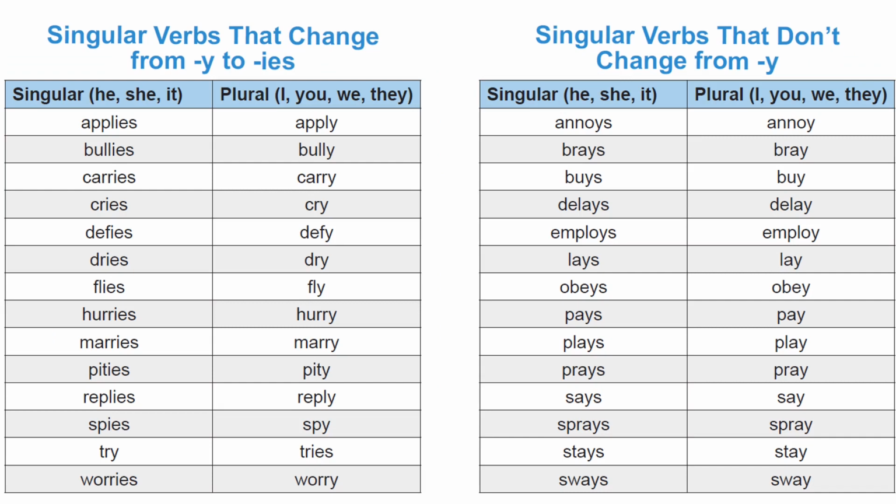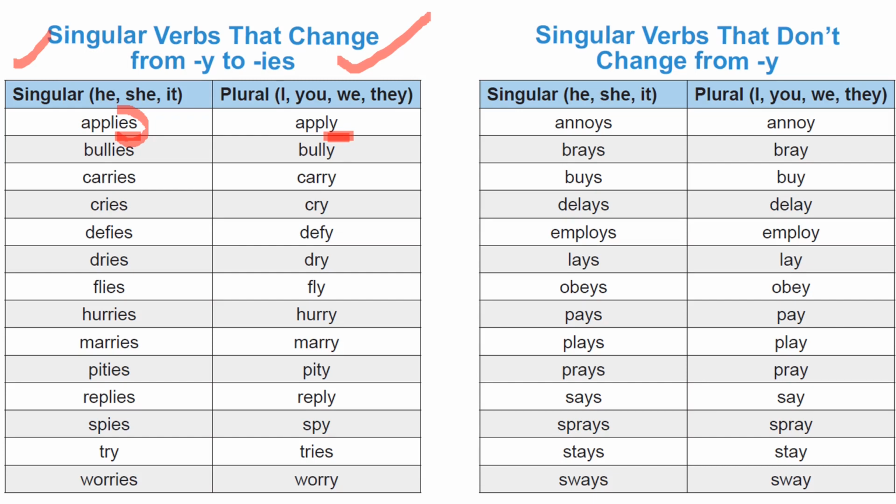Then we have verbs where we remove ies and replace it with y to create its plural form. On this side we have singular verbs, and here we have plural verbs. Let's take a look at them one by one. Here we have the word applies. When we remove ies from this word and replace it with y, it becomes apply, the plural form.